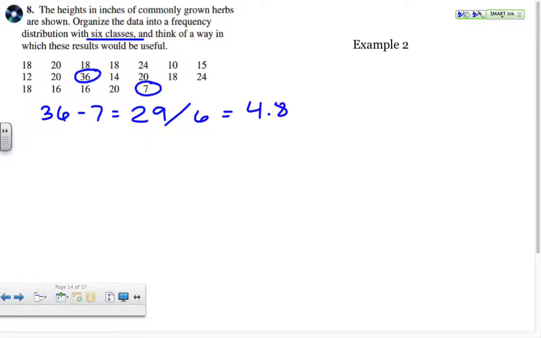Now, you must always round up. It doesn't matter if it's 4.1, 4.2, whatever. Always round up to a whole number to get your class width, because otherwise you'll end up leaving numbers out and you don't want to do that. So my class width is 5.